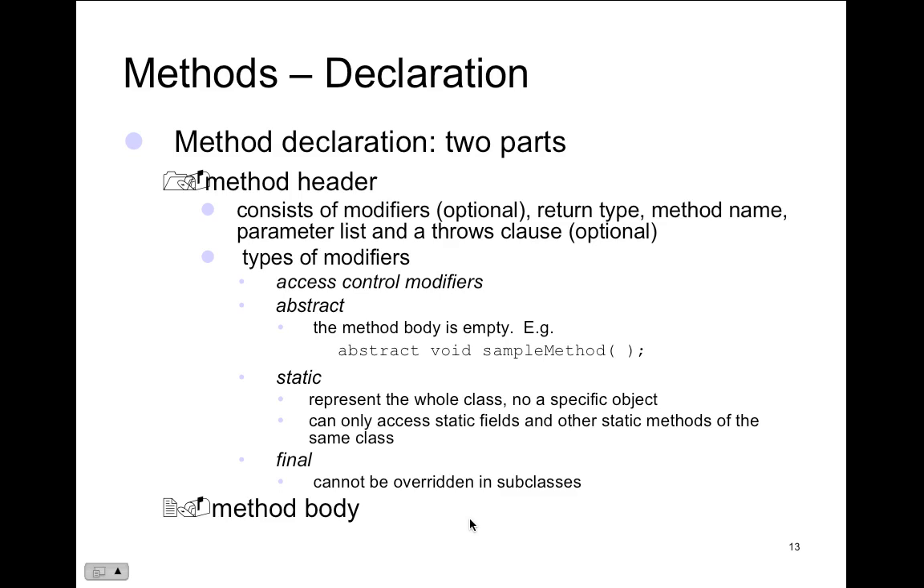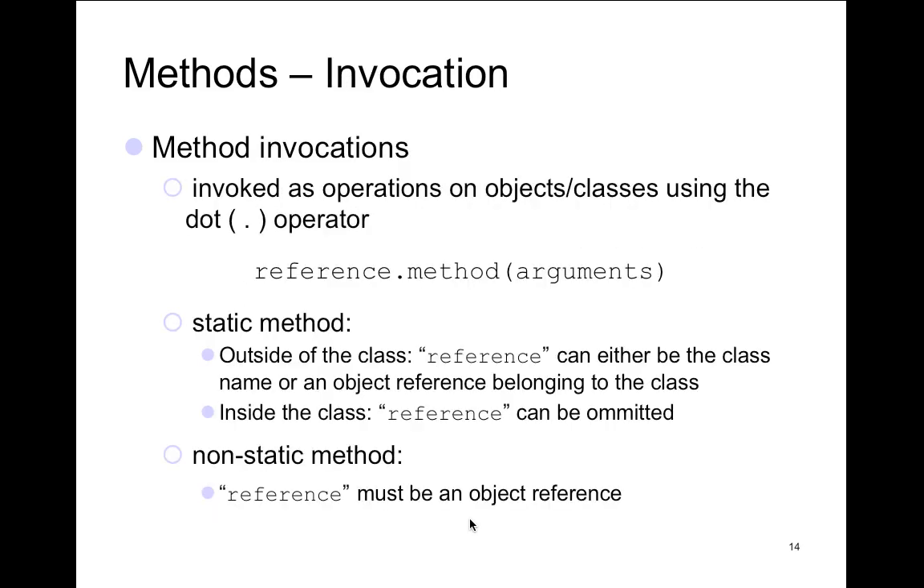So you'll find that we use abstract, static, and final when we start looking at inheritance and start building classes from classes, because it imposes rules. It imposes things that we can actually follow. And then we have the method body that follows through.